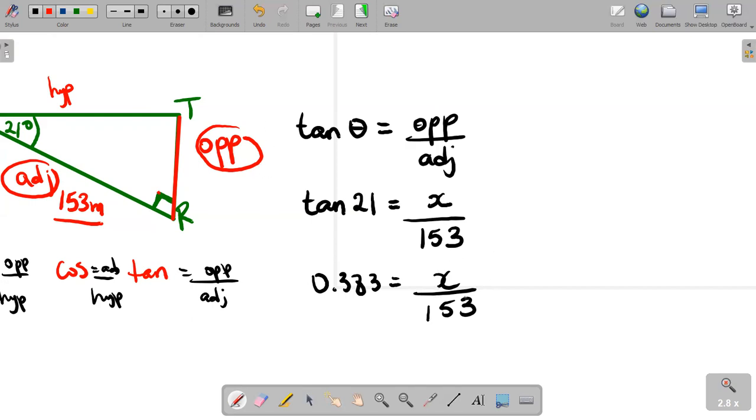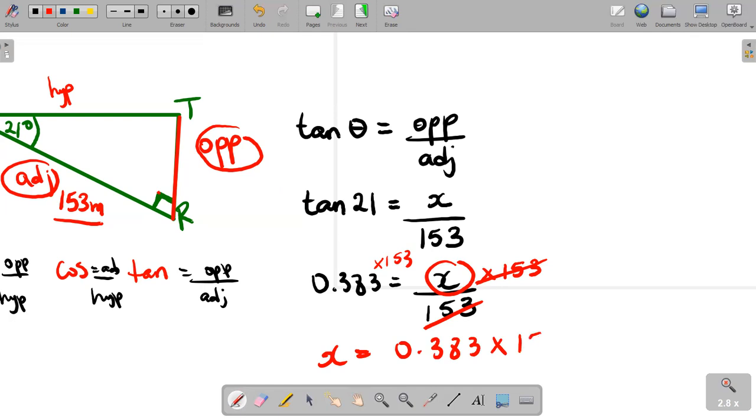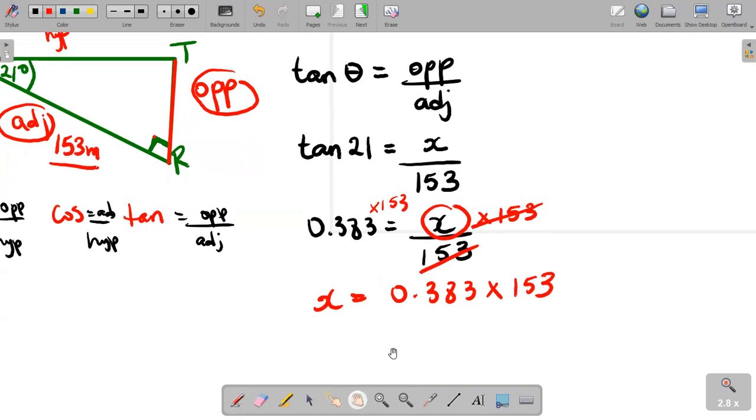So to get rid of divide by 153, I have to do the opposite, which is multiply by 153. Whatever you do on one side, you have to do on the other side. So what's going to happen over here? This and this are going to cancel, so we're left with X. That means X is equal to everything over here, which is 0.383 times 153. What's my answer?